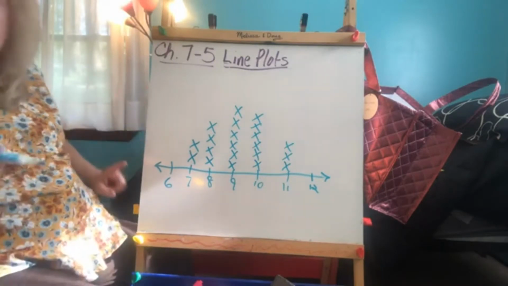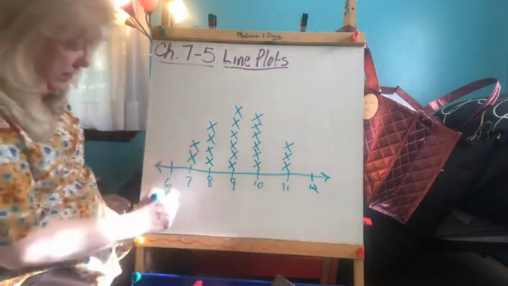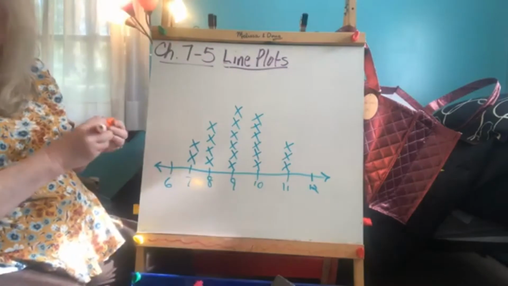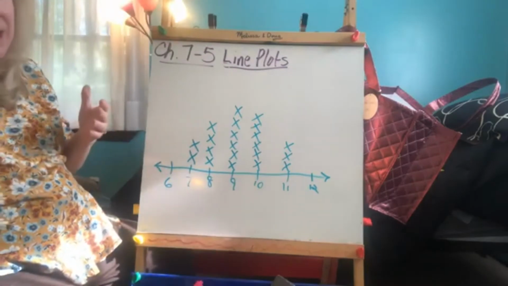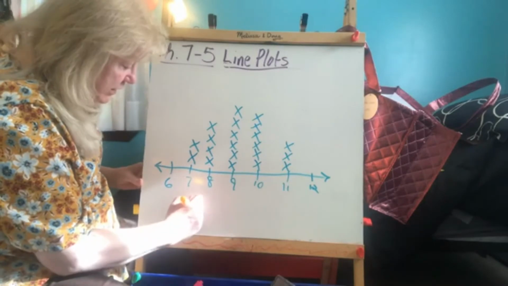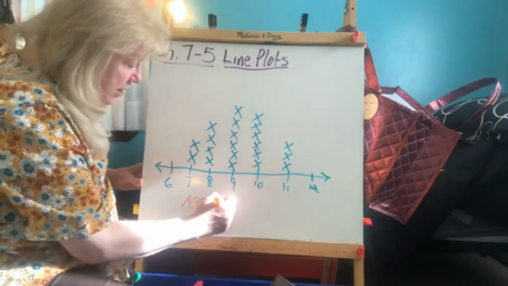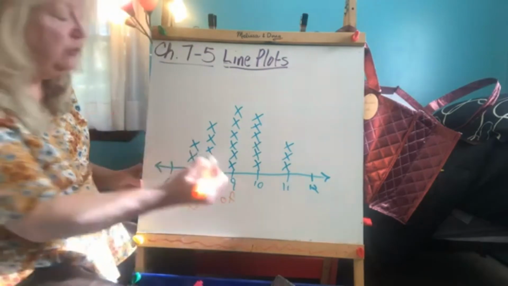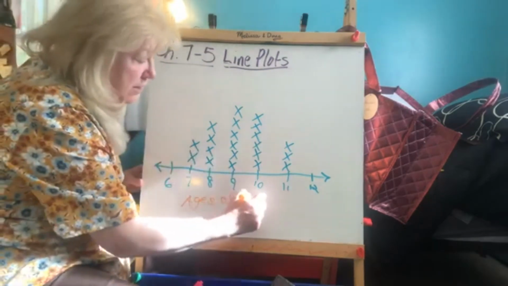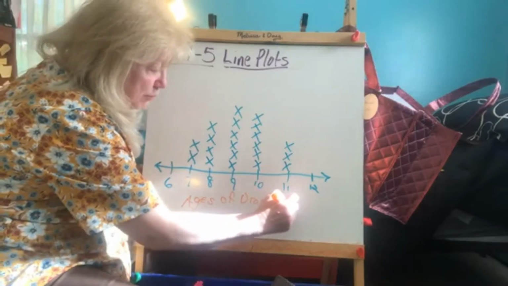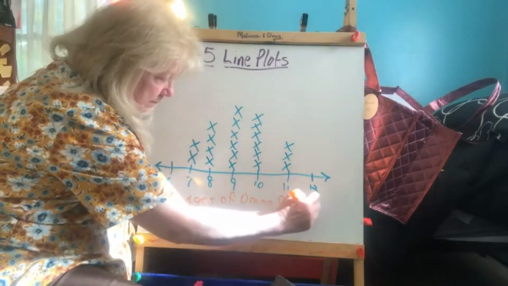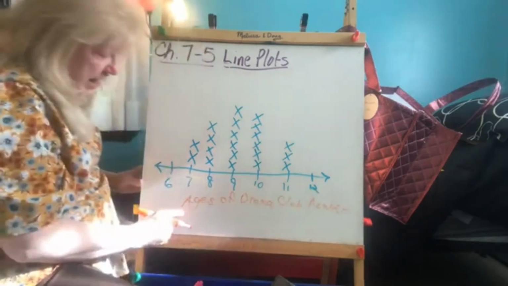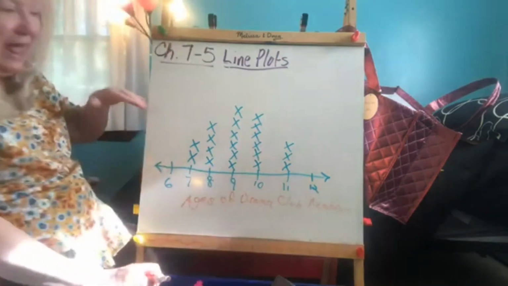Now, I have to give my line plot a title. So underneath, I'm going to write my title, which is going to be the same as what it said in my tally chart. So if this information is the ages of kids, ages of drama club members. That's my title. Ages of drama club members. And that's my line plot.